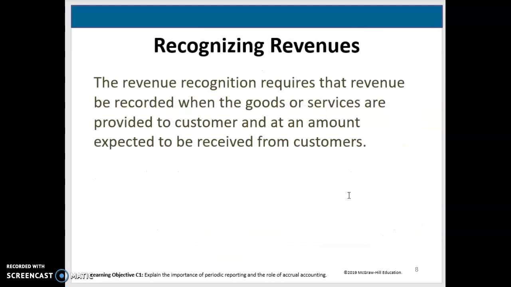Recognizing revenues. Remember, the revenue recognition principle requires that revenue is recorded when the goods or services are provided to the customer and at the amount that's expected to be received from customers. So what we actually charge them. So in accrual basis accounting, we recognize the revenue when it's earned. It's not earned until we've provided that good or service to the customer.